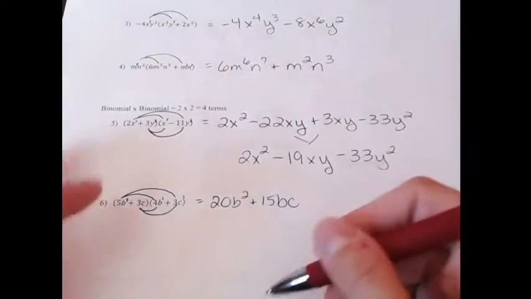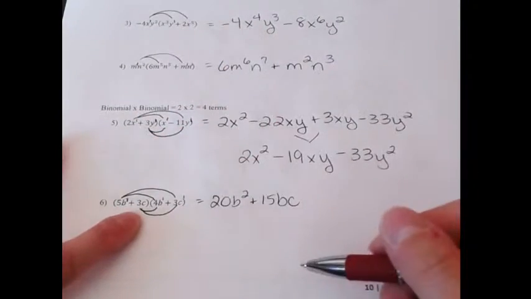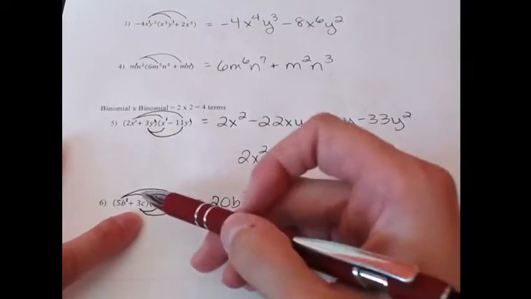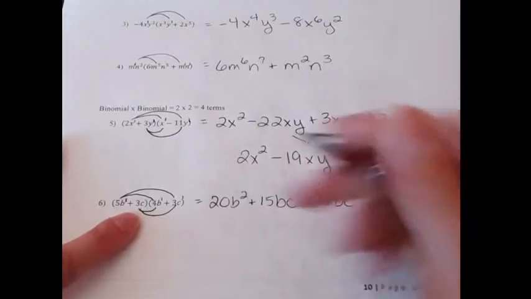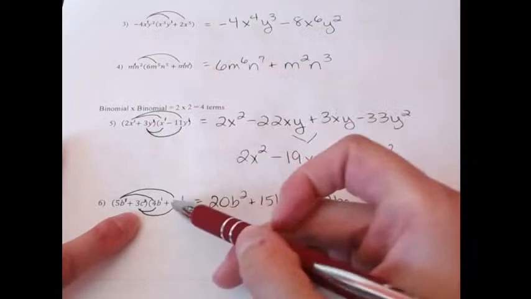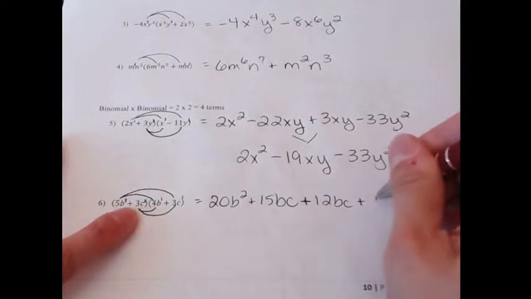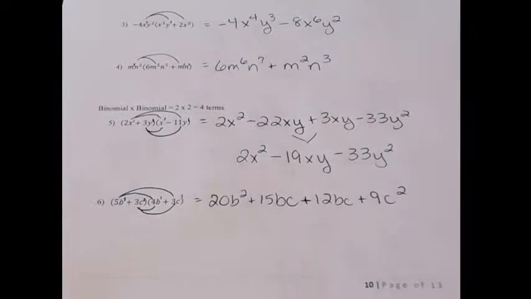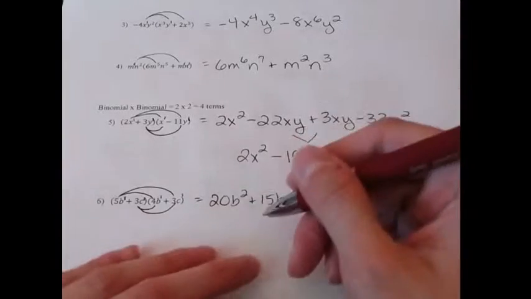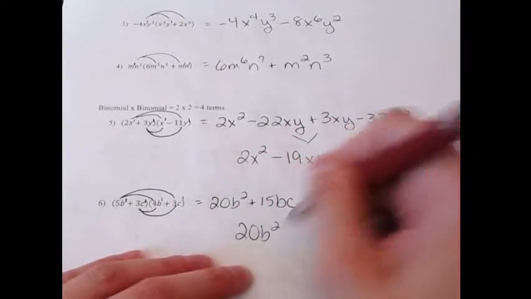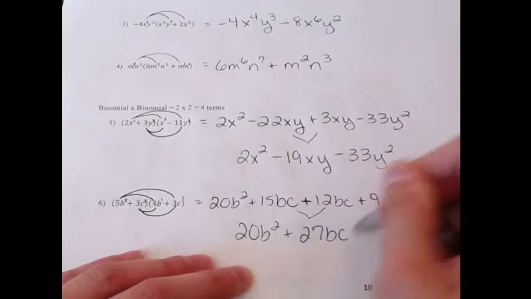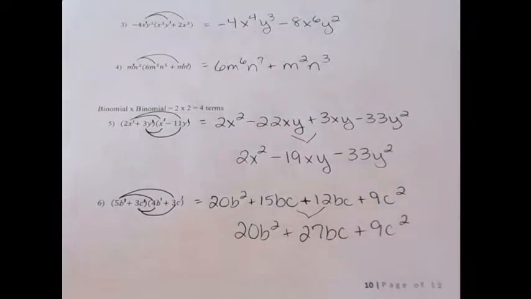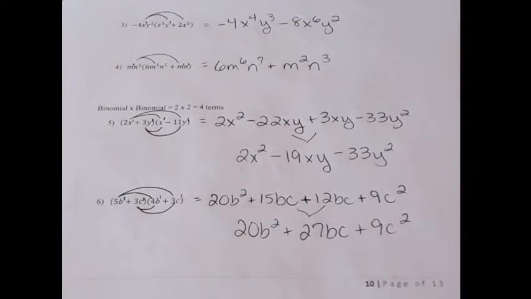Next, I'm going to move to my 3c term, and I'll distribute that to both of the terms in the second set of parentheses. So 3c times 4b is 12bc. And then we have 3c to the first power times 3c to the first power, which is going to give us 9c to the second power. Excellent. At this point, you say, all right, let's combine my like terms. So my final answer should be 20b to the second power plus these two are like, so we're going to combine them, 27bc plus 9c squared. So excellent, excellent work.